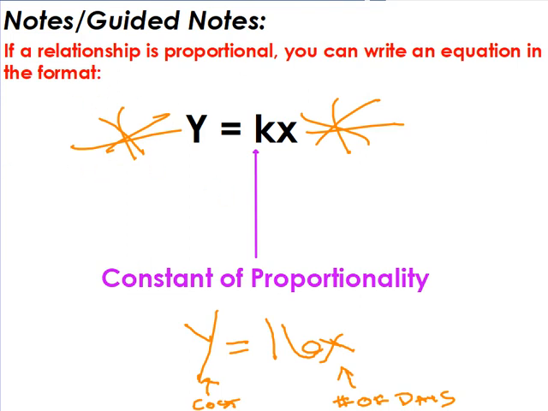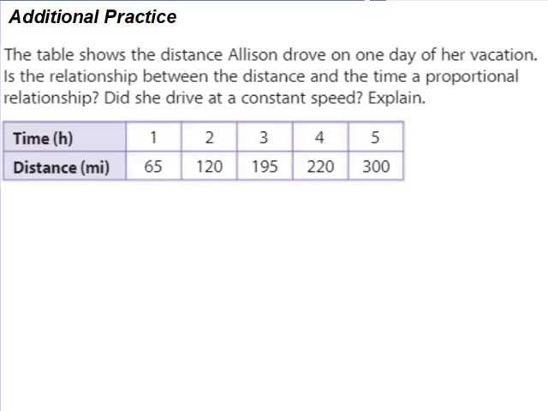If a relationship is not proportional, you cannot do this. Okay, as of right now, if it's not proportional, this equation does not work. We can't write the equation. Not yet, at least. We'll learn how to later, but right now we can't.